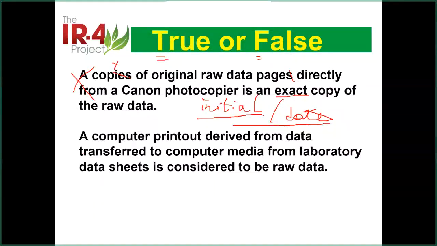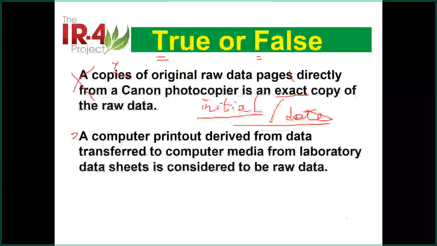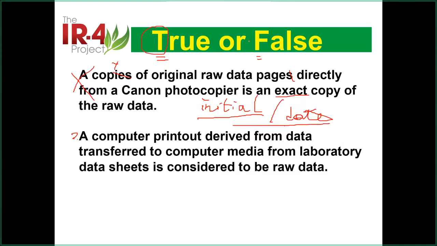Okay, so the next one, number 2 here: a computer printout derived from data, from computer media, to media from data sheet. So this is raw data. Anything you print from Excel, from the instrument, that is raw data. So this is true or false. We should know that it's the same rule, same principle.